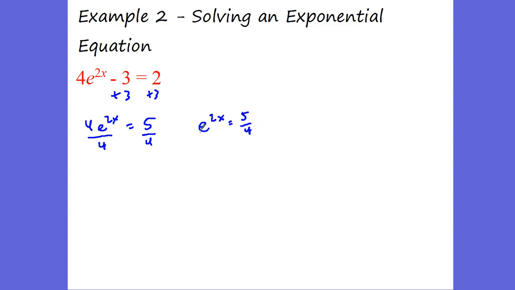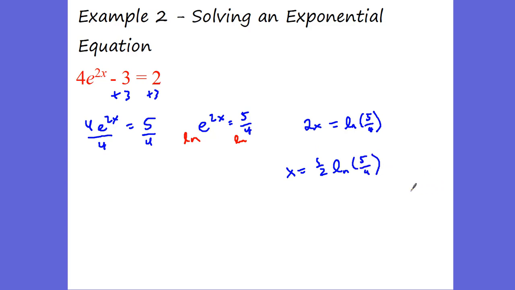Now, how do we move the e over to the other side? Because this 2x is grouped together, we're going to have to do natural log to both sides. So now we're left with 2x, because this natural log and e canceled out. 2x is equal to natural log of 5 fourths. Now the last thing we're going to do is divide by 2. So x is equal to 1/2 of natural log of 5 fourths.